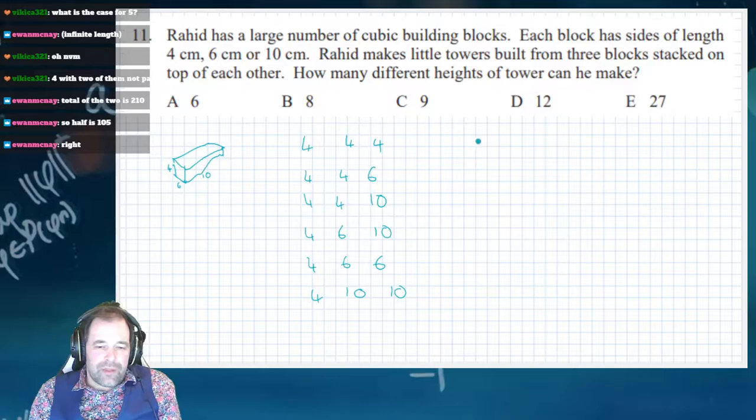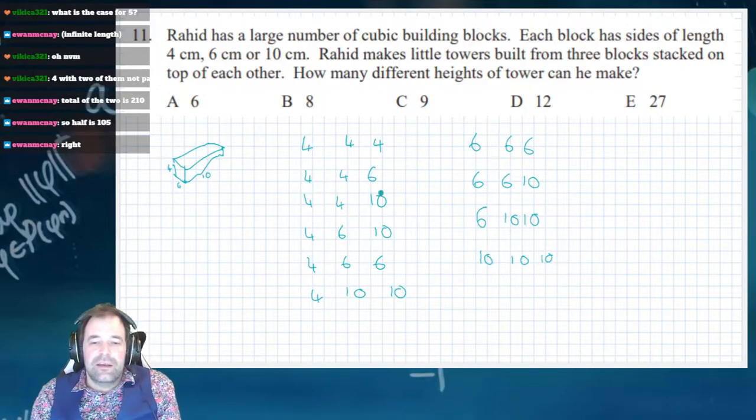Then all the combinations without 4 in it. So you've got 6, 6, 6, 6, 6, 10, 6, 10, 10, and then all the combinations without 6 in it as well. So that's just 10, 10, and 10. And so we're just going to count how many different ways of doing it. There's the 9 different ways of doing it, but some of these will probably have the same height. So we're just going to do it in a different color pen. We're going to write down the heights.